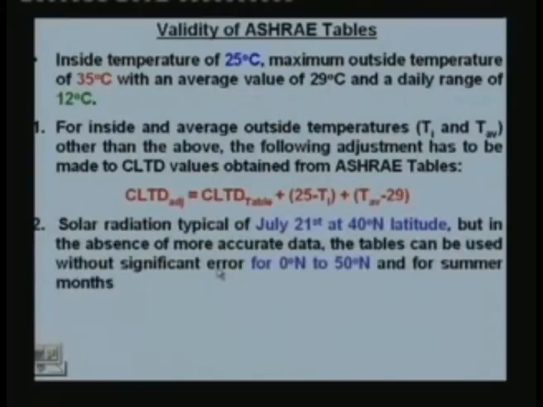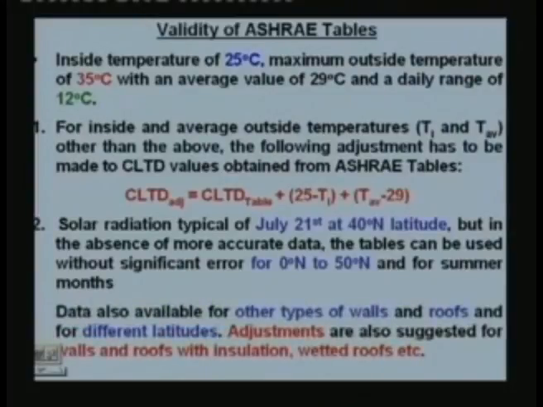And this data is also applicable to solar radiation typical of July 21st at 40 degree north latitude. But in the absence of more accurate data, the tables can be used without significant error for 0 degrees to 50 degrees north latitude for summer months. Okay. And data is also available for other types of walls and roofs and for different latitudes. And adjustments are also suggested for walls and roofs with insulation, wetted roofs, etc.